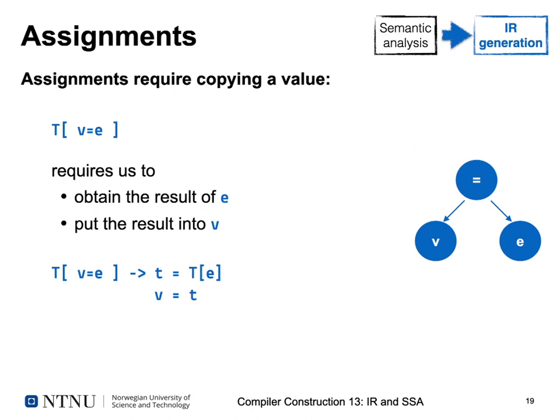For assignments, we need to copy a value. So an assignment looks like this in our abstract syntax tree. We have a target here and we have an expression, and the value of this expression should be assigned to this target. So this requires copying a value. If we want to translate the expression v equals e, this requires us to take the result of e first. So we have to translate our expression here on the right hand side, because this can again be a subtree of a complex expression. We have to assign the result to a temporary variable, and finally we copy this temporary variable over into our receiving variable v on the left hand side.